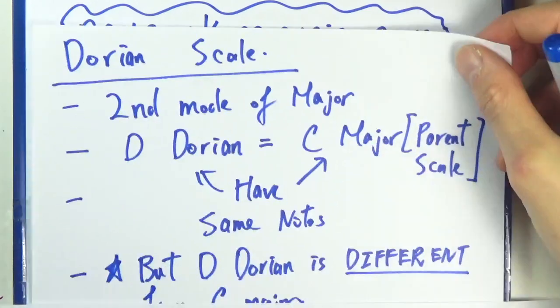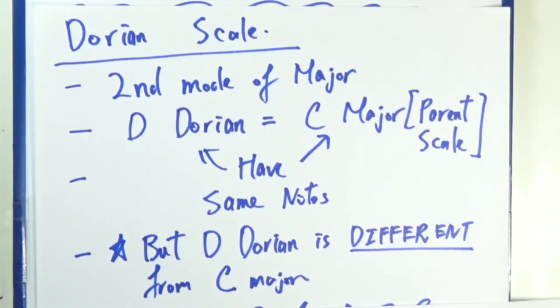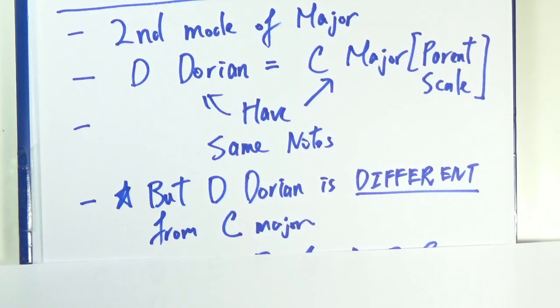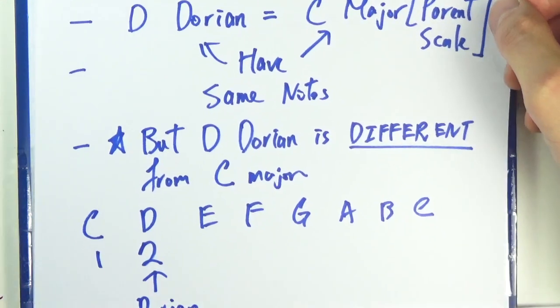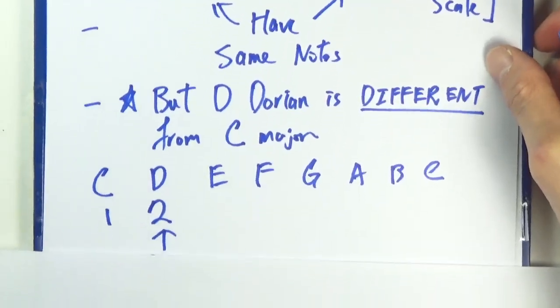One very important thing is D Dorian is different from C major. It simply wouldn't work if you play C major over a D Dorian chord progression. It would sound alright, but a lot of nuances would be missing if you do it that way. We'll discuss that very soon.